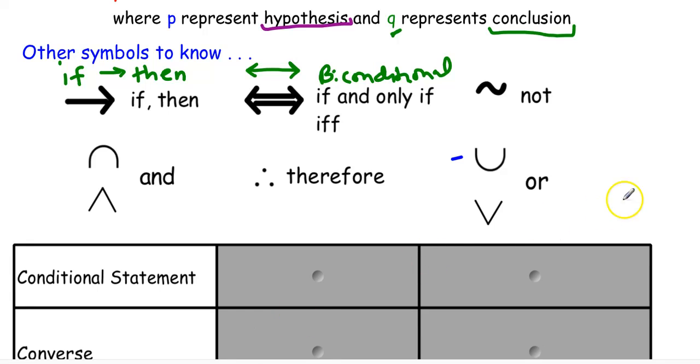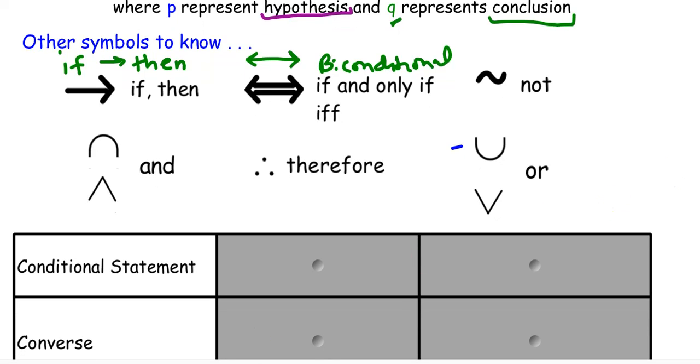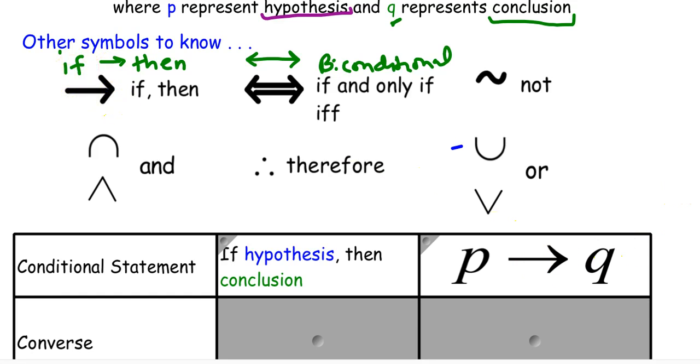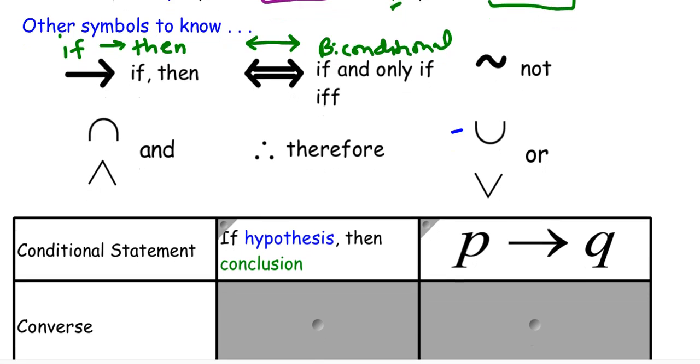So if we think about our conditional statement, it is our if-then original statement, where we would say, if hypothesis, then conclusion. So we have the P for hypothesis, the Q for conclusion, and this arrow for the if-then. So we would say P arrow Q.